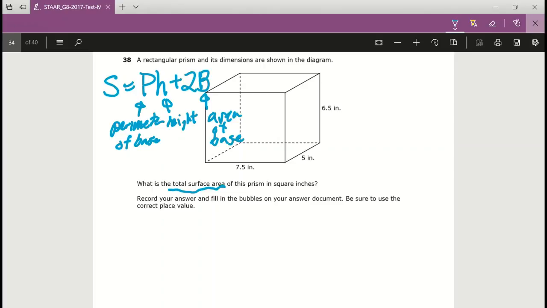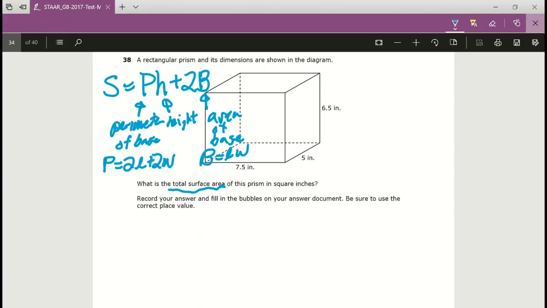Next thing I would realize, I would write down some formulas. You are not given these on your formula chart, but I would recommend memorizing these because these are important. Perimeter of a rectangle is 2L plus 2W, and the area of a rectangle is LW. Alright, so we just need three things.